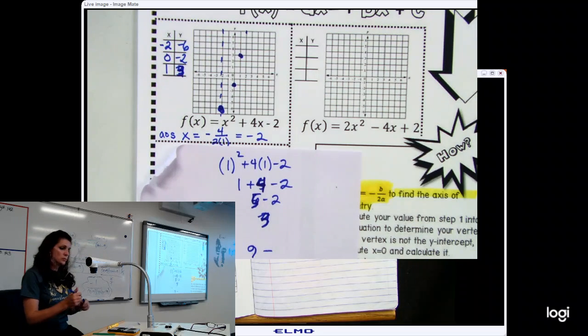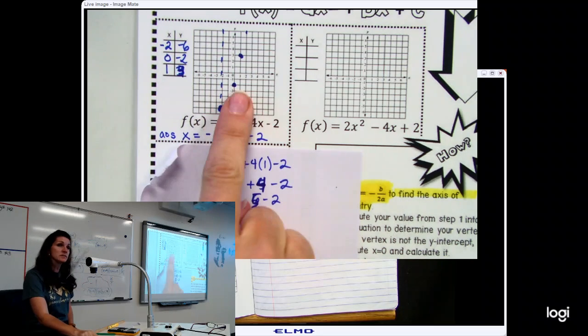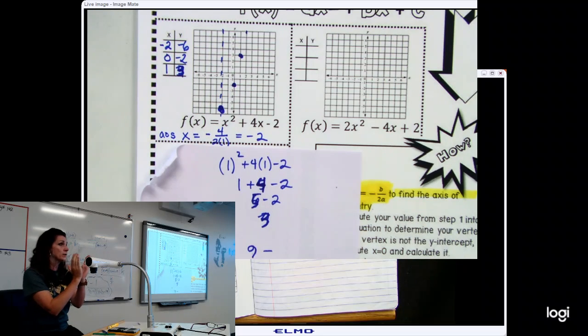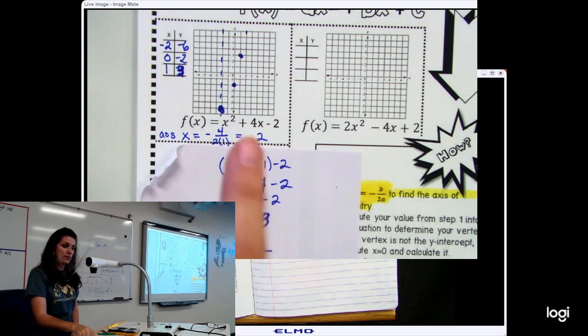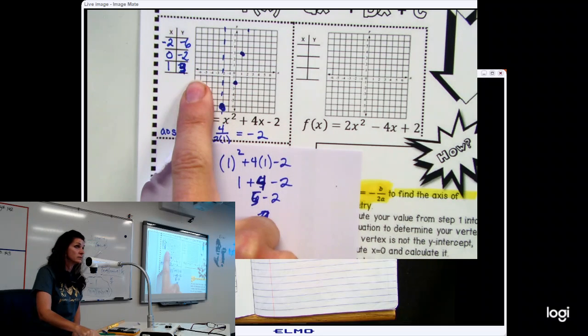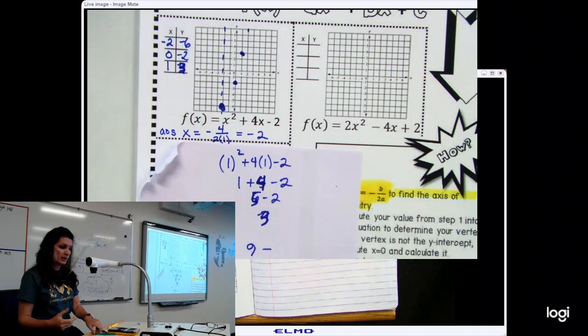Now, I just told you that Alex is going to ask you to plot 5 points. And then I told you we only need one more, and we just did it. Yeah, that axis of symmetry right there, your parabola is perfectly balanced. So if I know there's a point here, what do I know about the other side? There's got to be one that matches it.